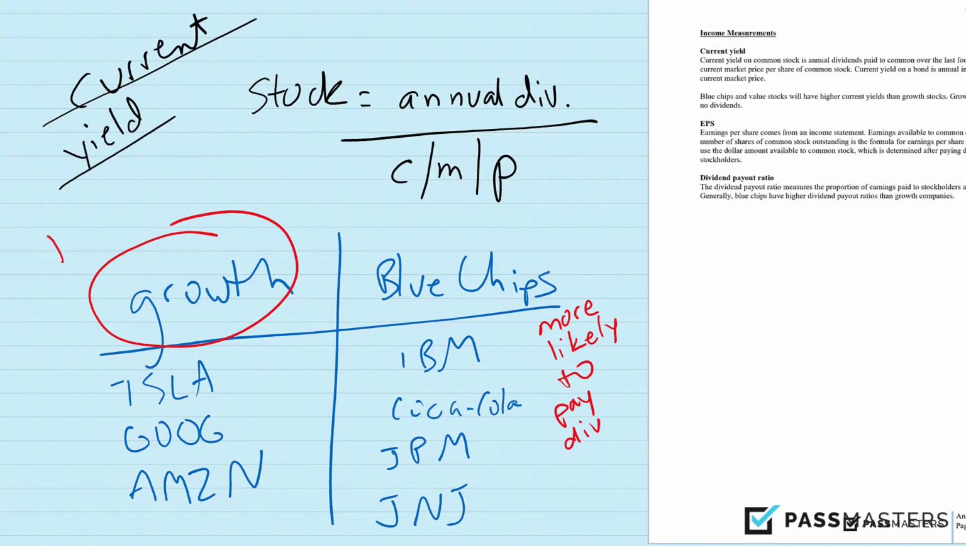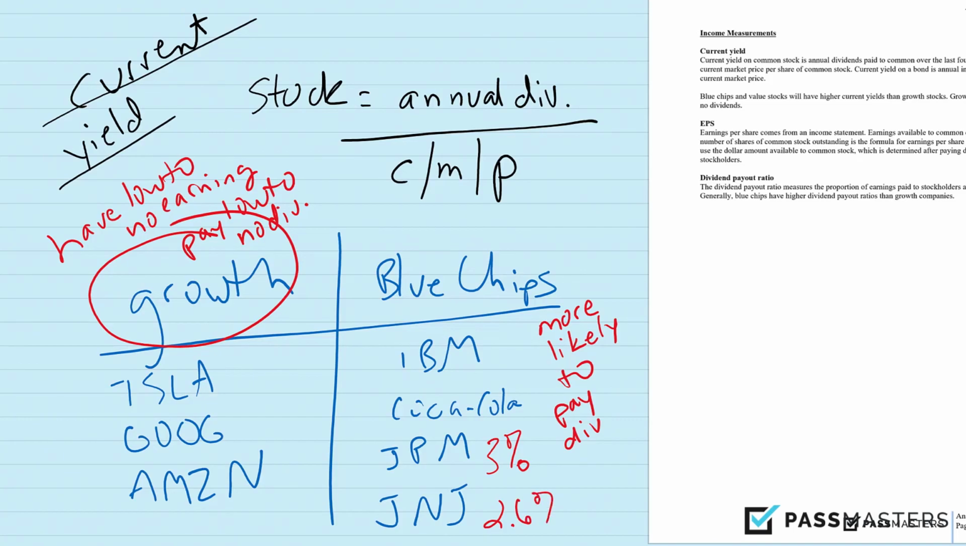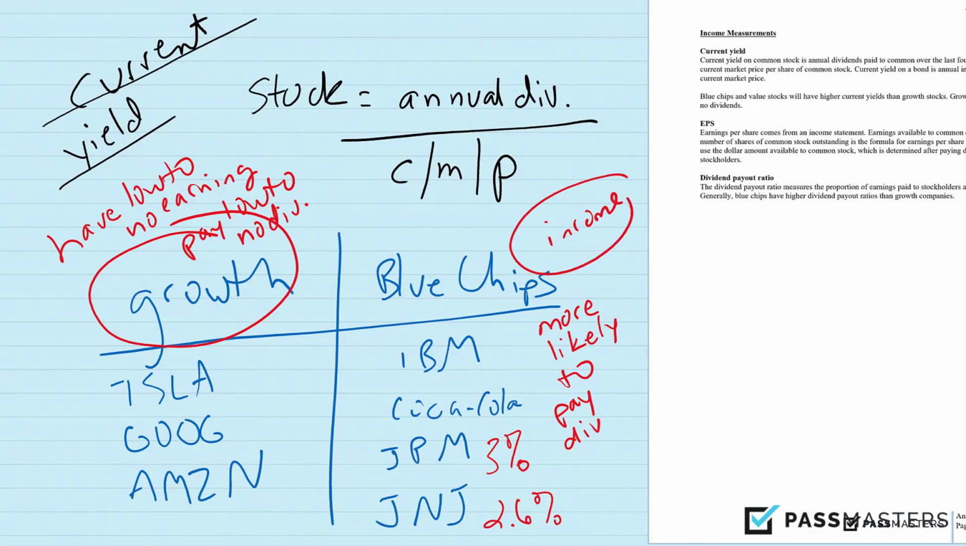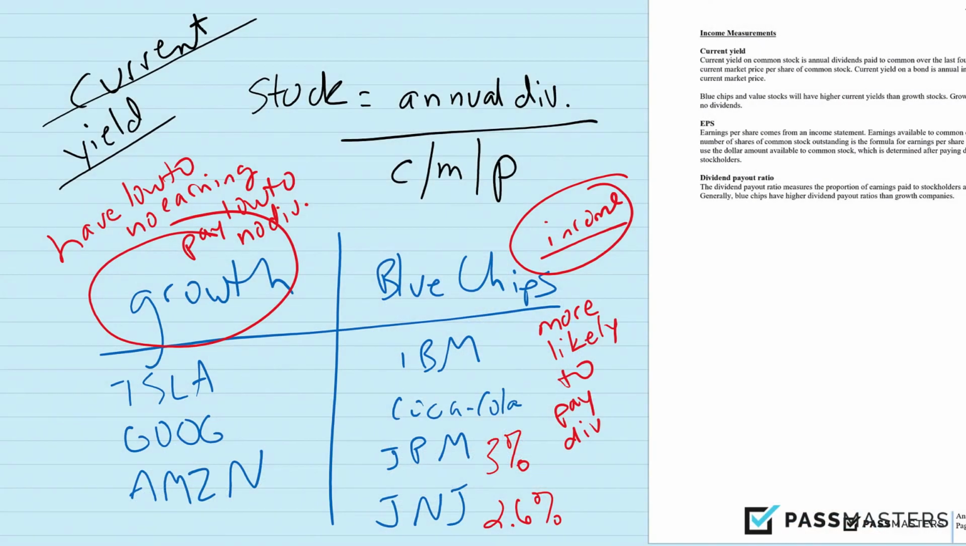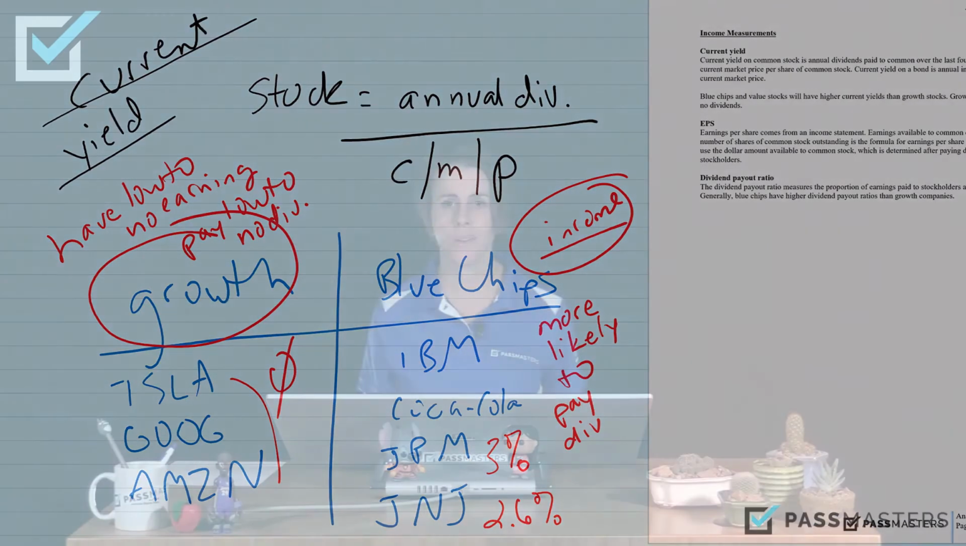Remember, growth stock have low to no earnings. They pay low to no dividends. JP Morgan's current yield is 3%. Johnson & Johnson's is 2.6%. So if your investor is looking for income, not a guarantee of income, but if they're looking for income, blue chips always win over growth. Tesla, Google, and Amazon, none of them have ever paid a dividend.